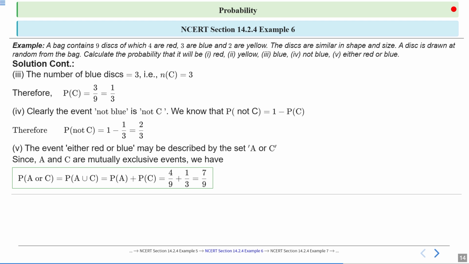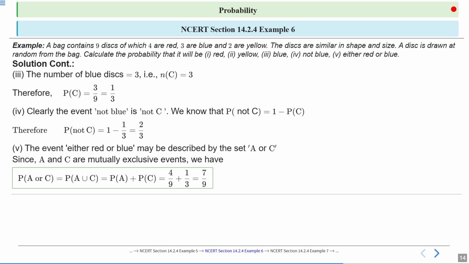So the probability of A union C is equal to the probability of A plus the probability of C, and we already calculated the probability of A, which is 4 by 9, and the probability of C is 1 by 3. So simply add them: you will obtain 4 by 9 plus 1 by 3, and after simplifying, you will get 7 by 9. The probability of A or C is equal to 7 over 9. Clear, students? I hope all the parts of this example are clear to all of you.